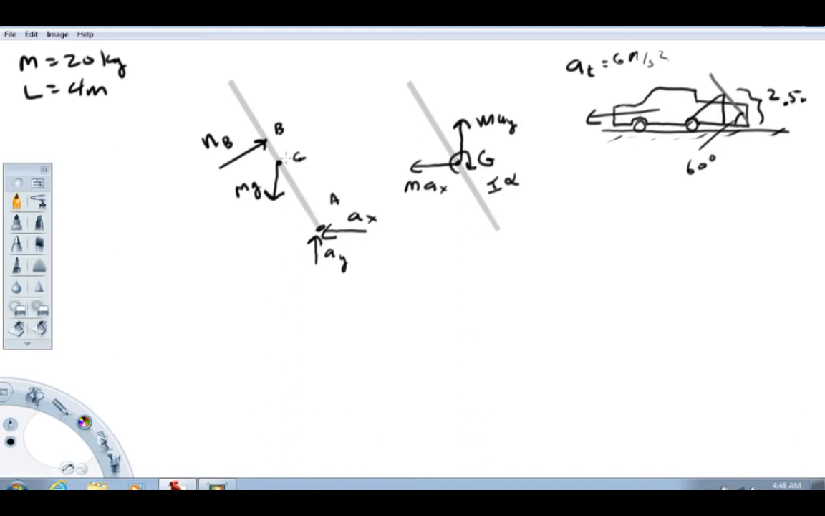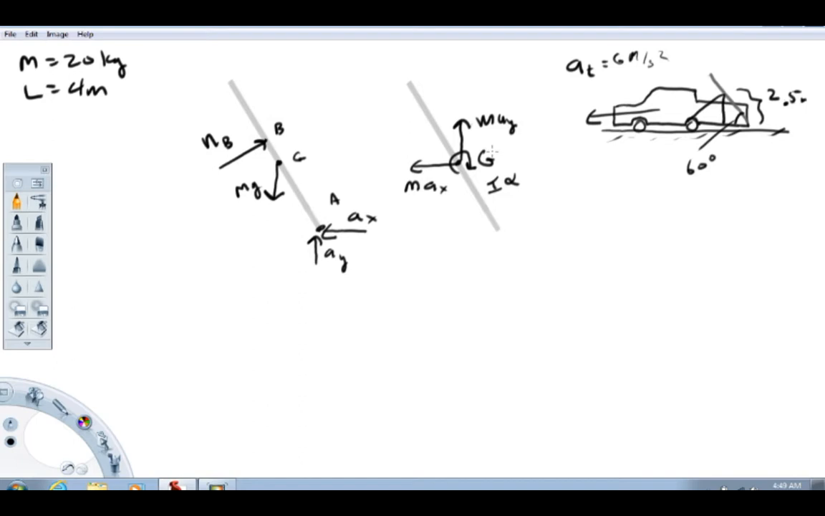Now, for dynamics, we need to draw the kinetic part of the diagram. Basically, the free body is a picture of Newton's second law: net force and moments equal ma and I alpha. On the right-hand side, I've got G here. I've put an max and may and an I alpha term for rotation. So there's the free body.